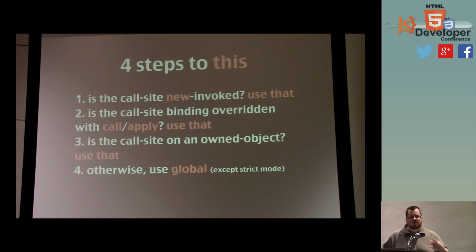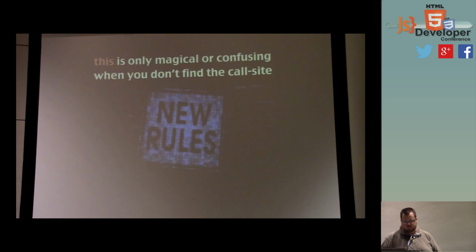But those are the four rules, and that's the order. So what I want you to do is write these down on a Post-it note, stick it right next to the Post-it note where you have your password on your monitor, and now you'll never be confused about the this keyword again. It totally makes sense. Just find the call site. It's only magical or confusing when you don't find the call site and instead you try to do other crazy reasonings about the this.